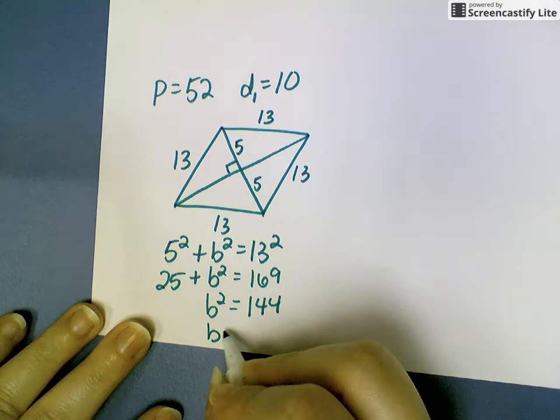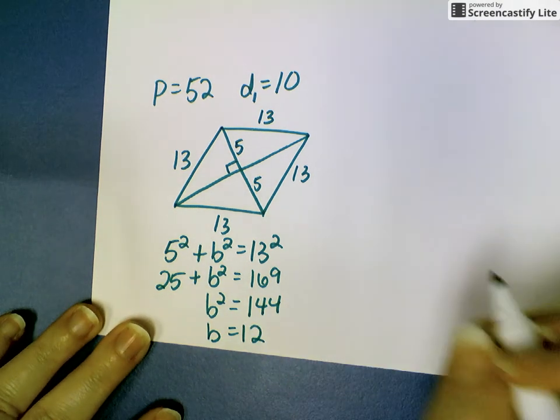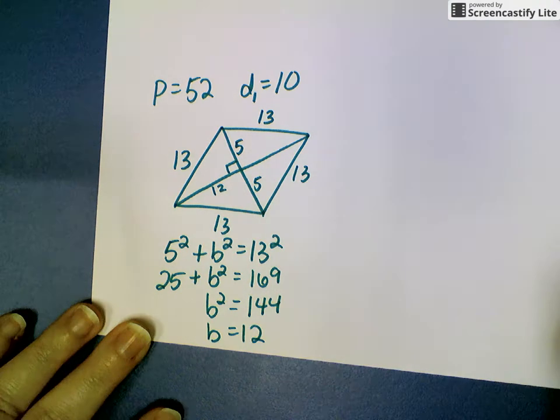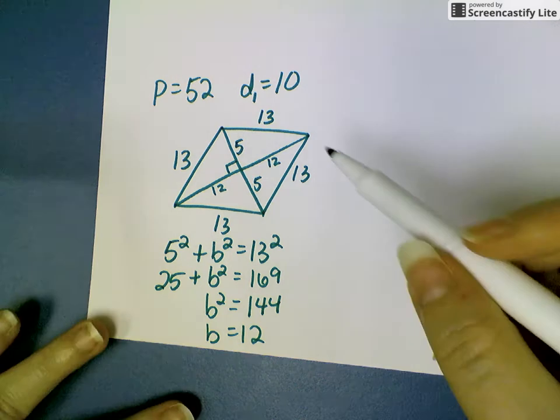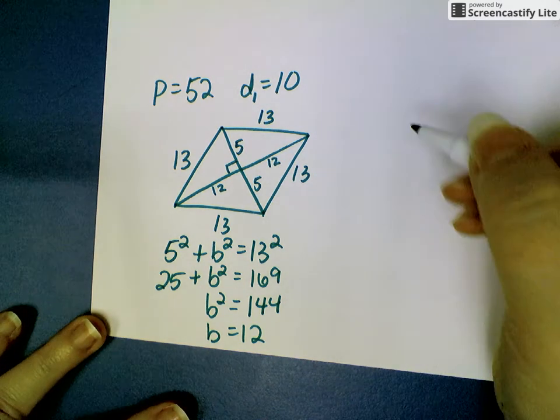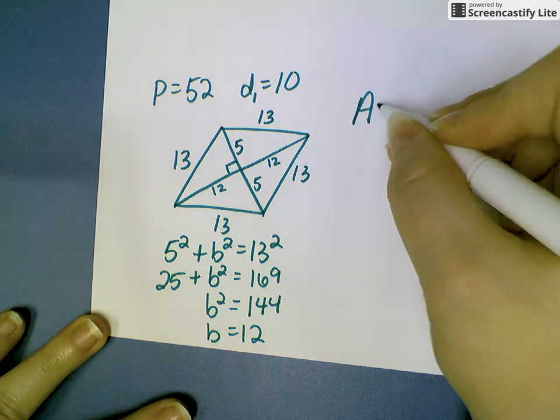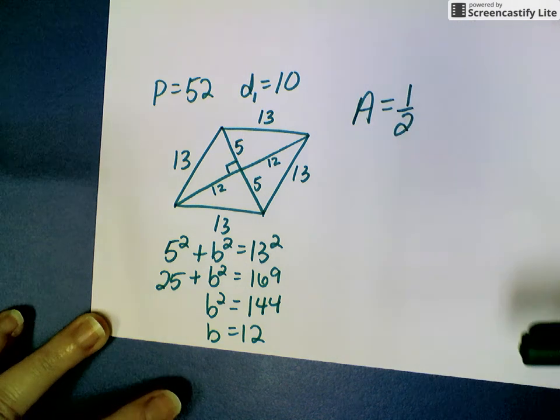That's going to give me b equals 12. So this half of the diagonal is 12. This half of the diagonal is also 12. So our two diagonals here are 10 and 24. So now we can put that into our formula.